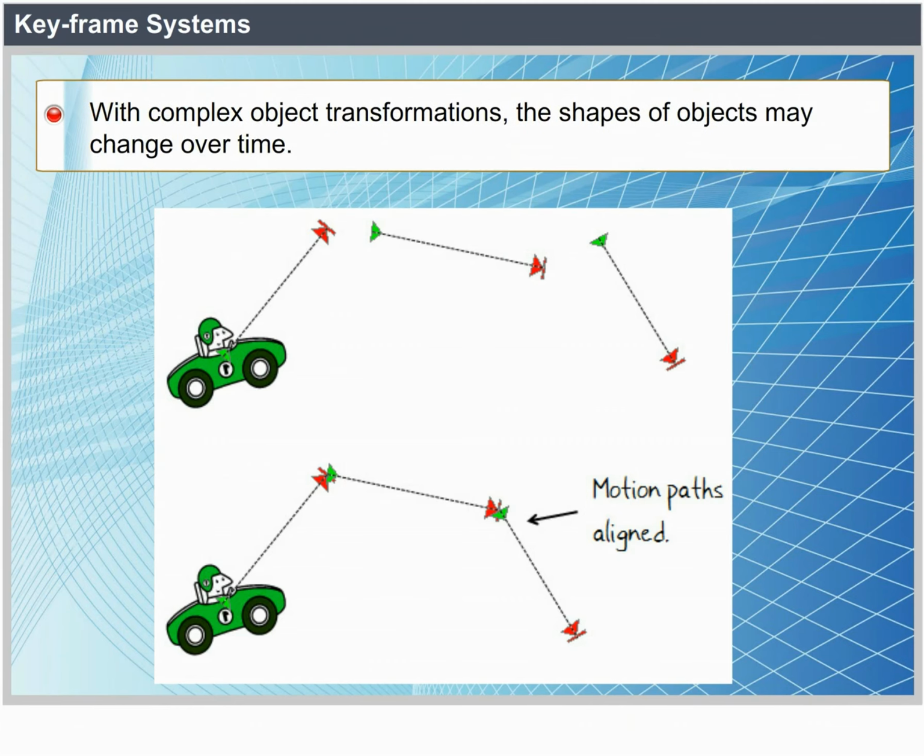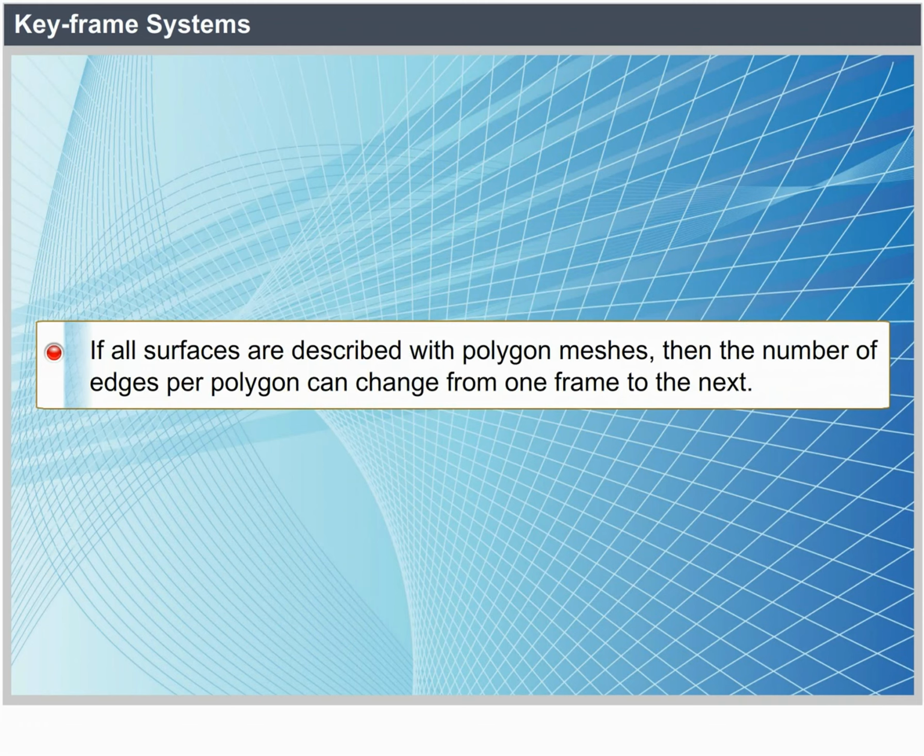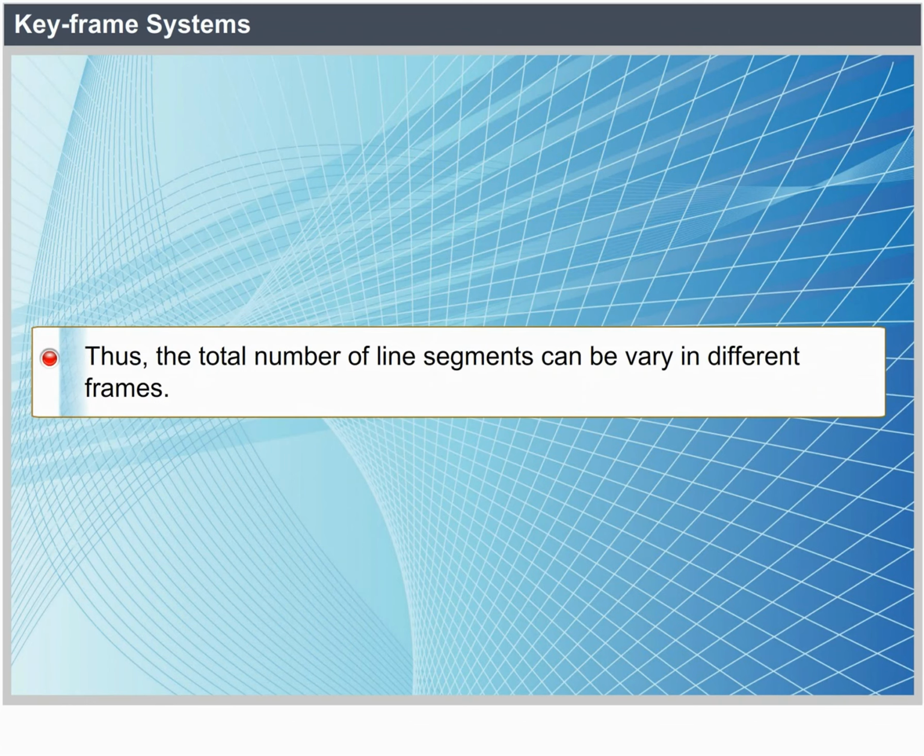With complex object transformations, the shapes of objects may change over time. Examples are clothes, facial features, magnified detail, evolving shapes, exploding or disintegrating objects, and transforming one object into another object. If all surfaces are described with polygon meshes, then the number of edges per polygon can change from one frame to the next. Thus, the total number of line segments can be different in different frames.